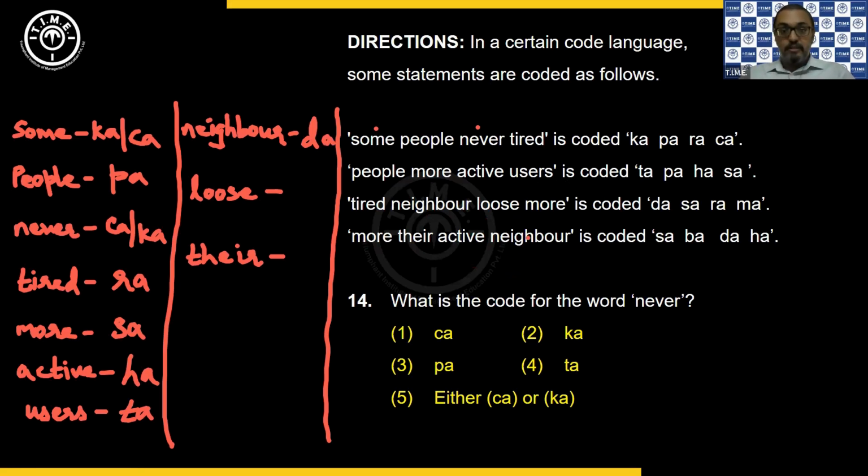Then lose is not repeated. Now the only code remaining there is, DA is already written, SA and RA is already written. So for lose, it is MA. And then their is the only remaining word in the last. And for that we have BA. So that way we can take the codes. Correct? Because when you have these codes, you can answer all the questions without going back to the sentences again.